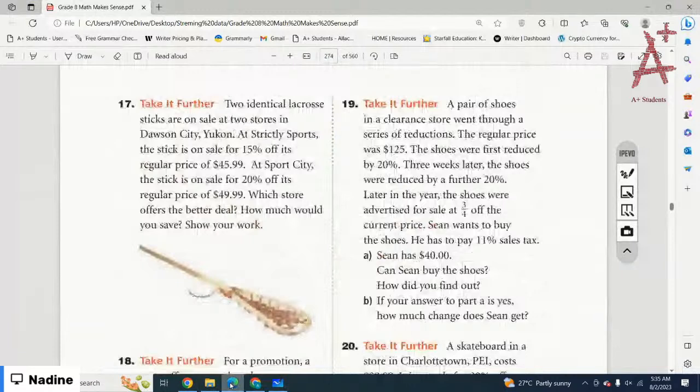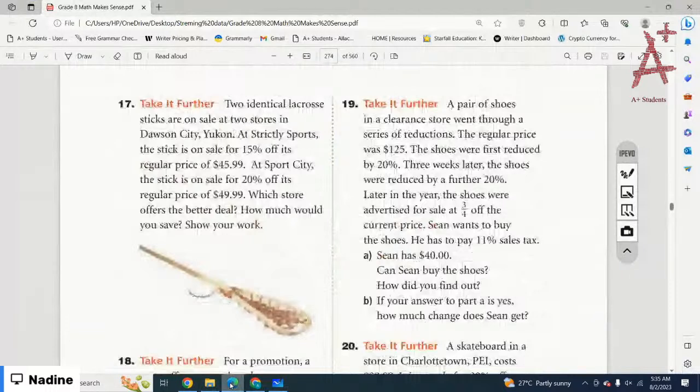Two identical lacrosse sticks are on sale at two stores in Dawson City. At Strictly Sports, the stick is on sale for 15% off. Its regular price is $45.99. At Sports City, the stick is on sale for 20% off. Its regular price is $49.99. Which store offers the better deal? How much would you save? Show your work.